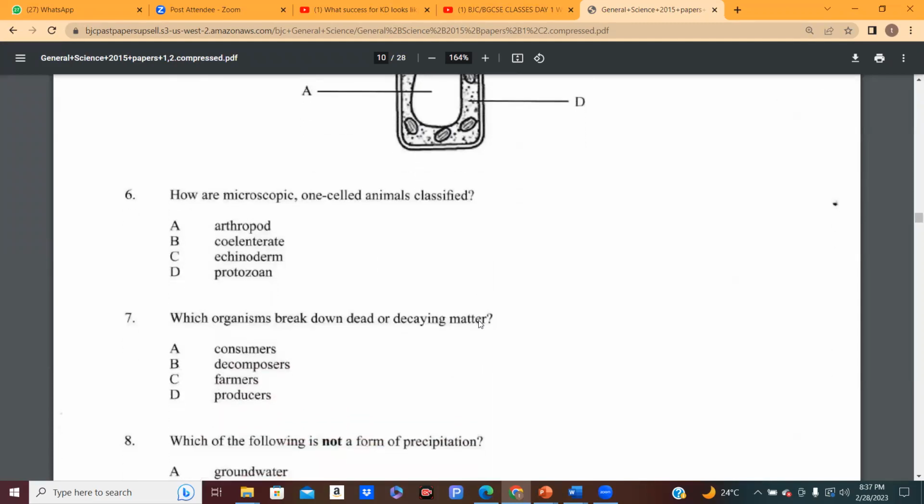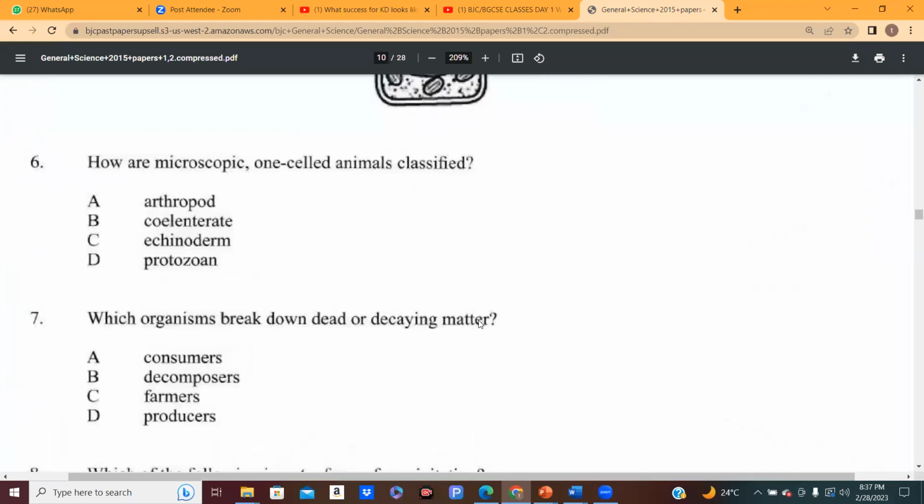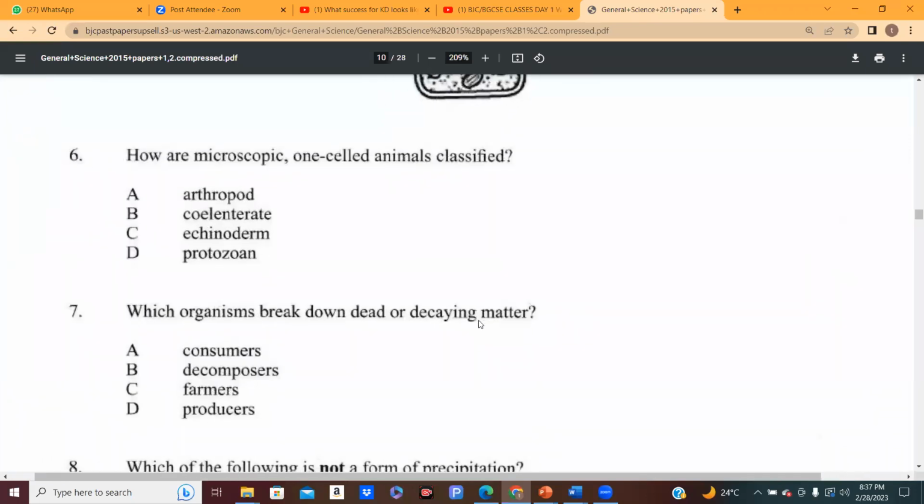Shalice. Are you there? Yes. Okay, number 6. How are microscopic one-cell animals classified? Arthropod, coelenterate, echinoderm, or protozoan? Protozoan. Very good. Protozoan, that's one single cell.